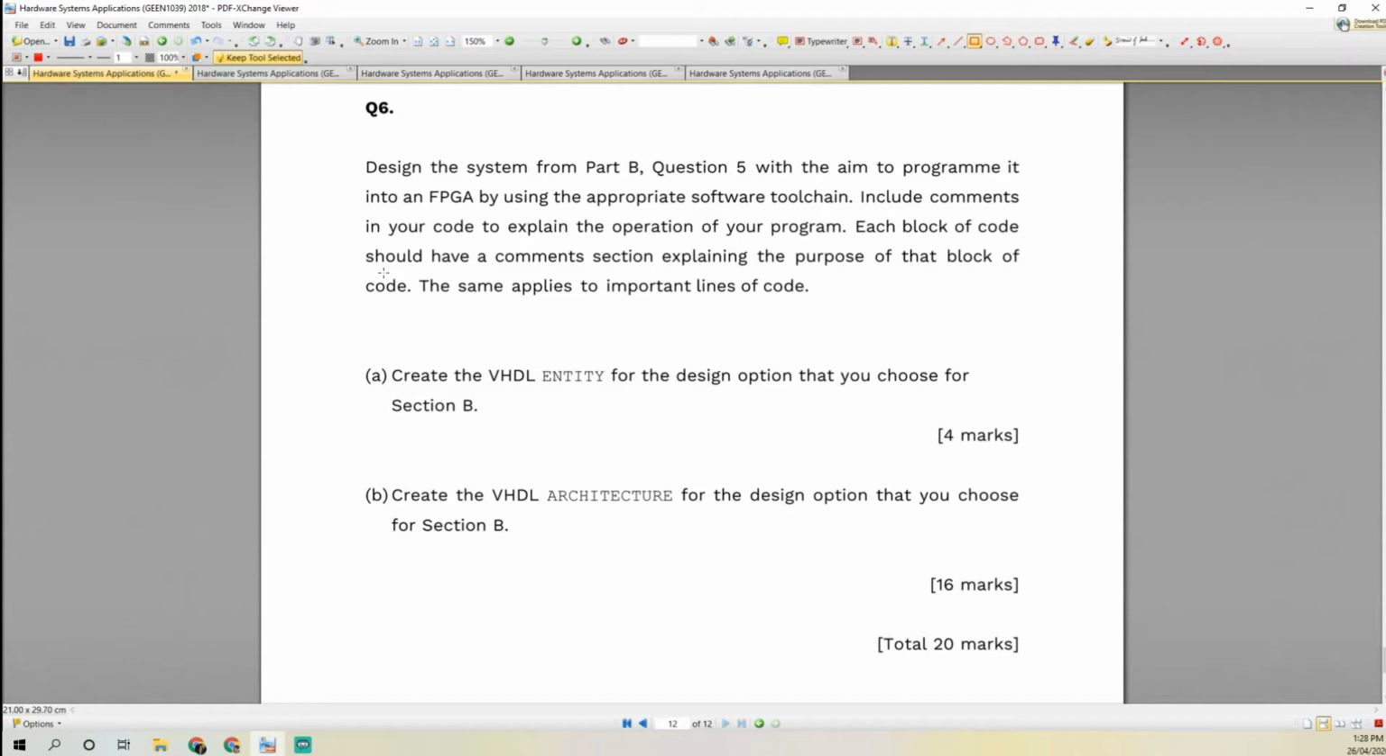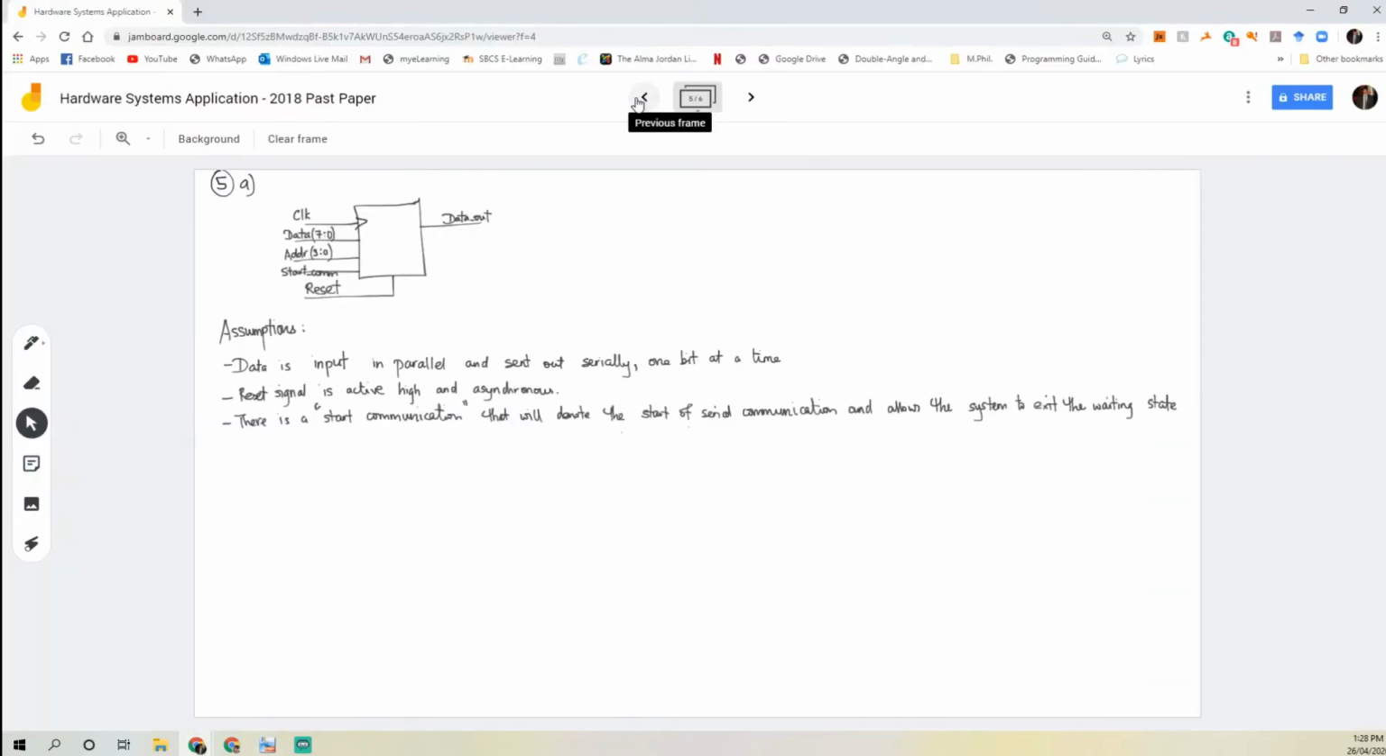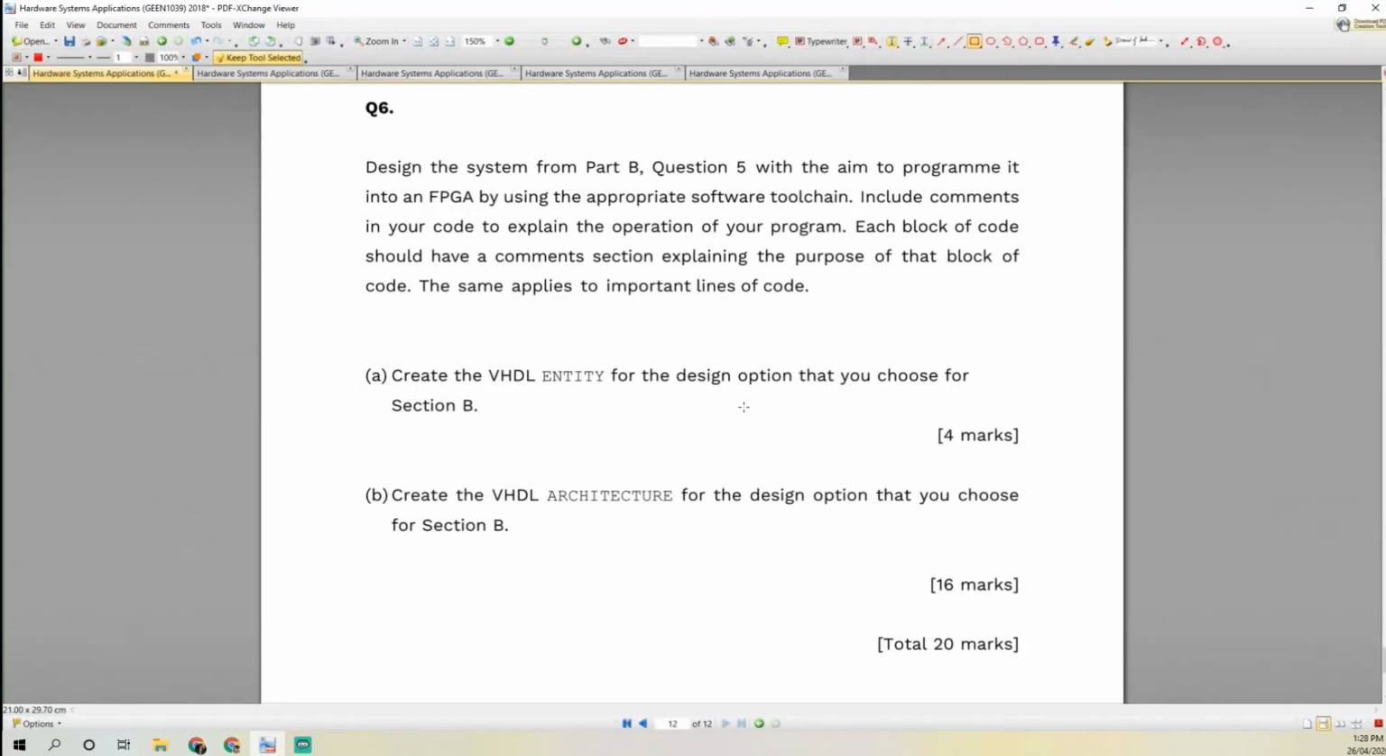So we are required for 4 marks to write the entity. Of course, the entity will correspond to our diagram from question 5 part A. And our architecture is going to emulate our state machine diagram or our state transition diagram for 16 marks.